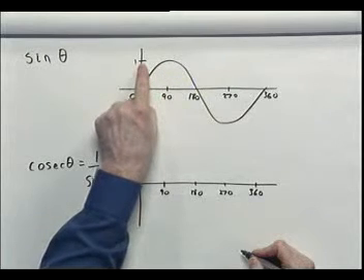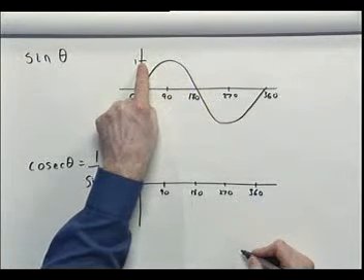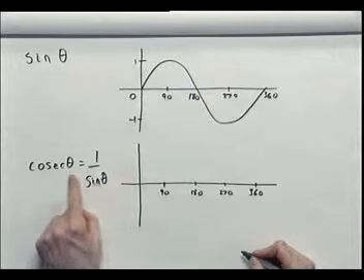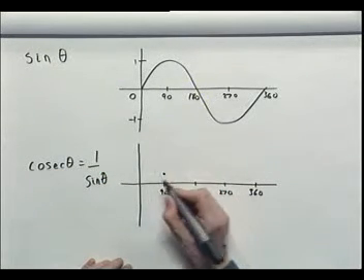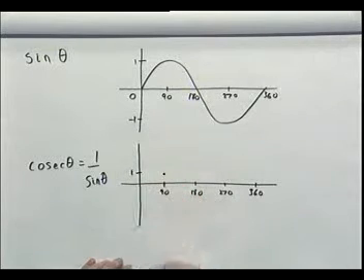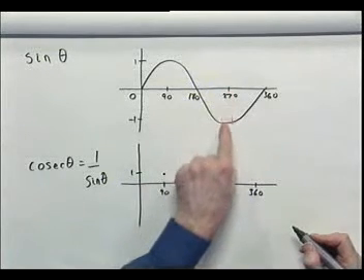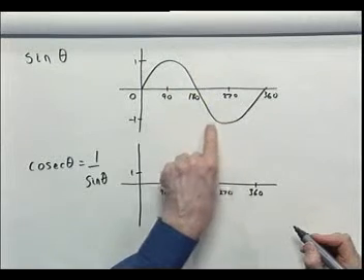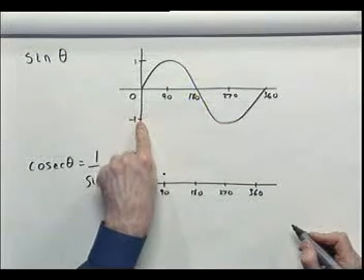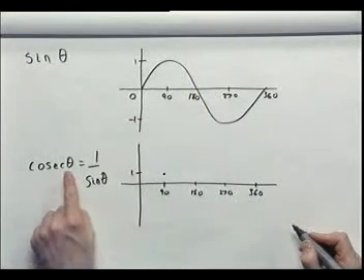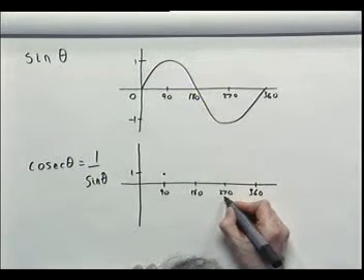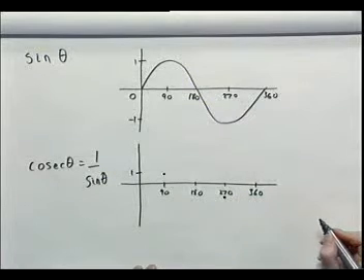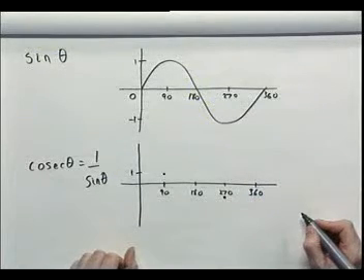Now, here at 90, the value of sine is 1. So at 90, the value of cosec must also be 1. So I'm going to mark it there, 1. Here at 270, the value of sine is minus 1. And so at 270, the value of cosec must be 1 over minus 1, which again is just minus 1. So there are 2 points.